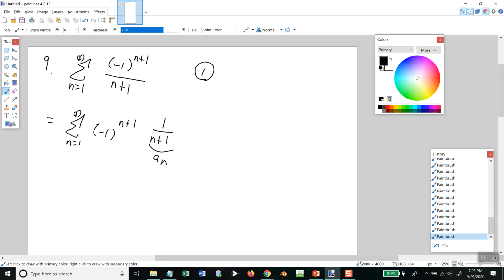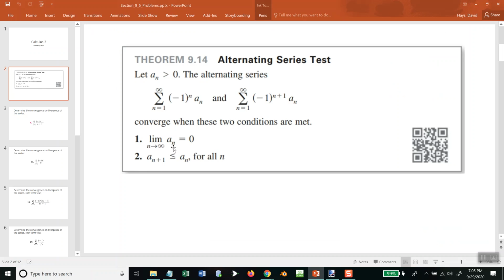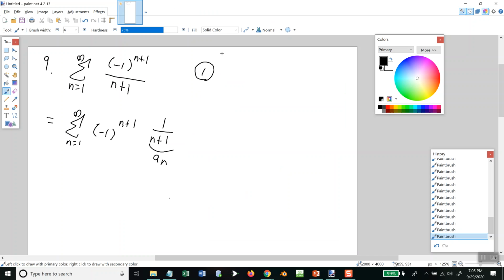And so then, two criteria have to be true. The first one: the limit as n goes to infinity of a sub n has to equal 0. So we got the limit as n goes to infinity of 1 over n plus 1. Although it's not exactly just plugging it in, we're evaluating as it gets closer, but if you were to think of it as plugging it in, infinity plus 1 is infinity, 1 over infinity is 0. So that's our first condition met.